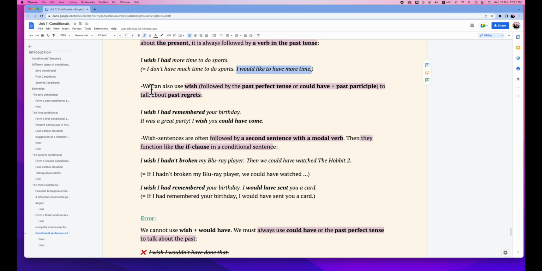Then how about a past regret? How could we use the word wish to do that? Let's take a look. We can use wish followed by the past perfect tense or could have plus a past participle to talk about a past regret. For example, I wish I had remembered your birthday. Or, it was a great party. I wish you could have come. Either use the past perfect tense or use could have plus come.